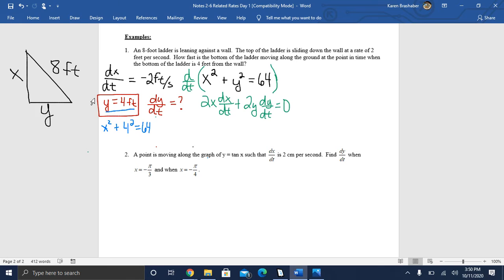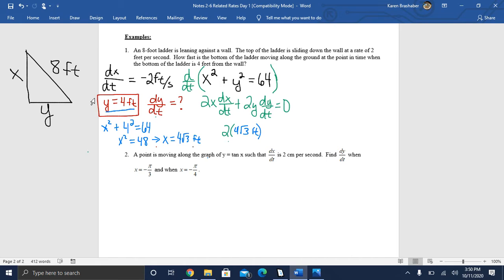So I'll do that. 4 squared is 16. I'm going to subtract that from both sides and get x squared equals 48. And then I can square root both sides of that. I get an x value of the square root of 48, which will simplify to 4 square root 3. And again, that would be measured in feet. So now as I substitute in, I'm going to substitute in with my units so that you can see what's happening with it. I have 2 times my x value, which is 4 square root 3, and that's in feet.